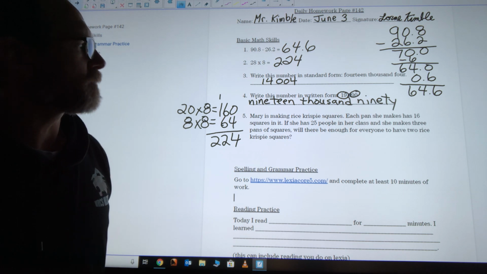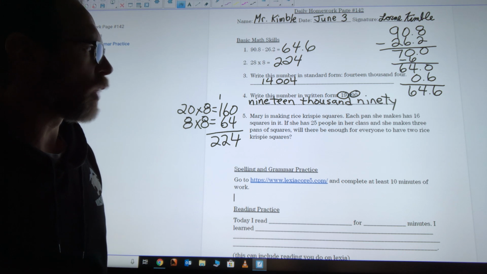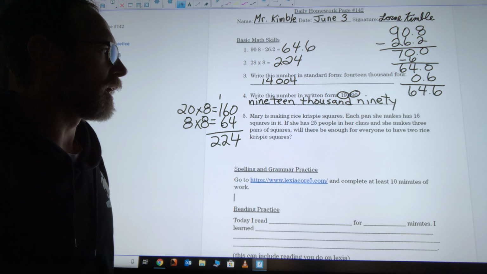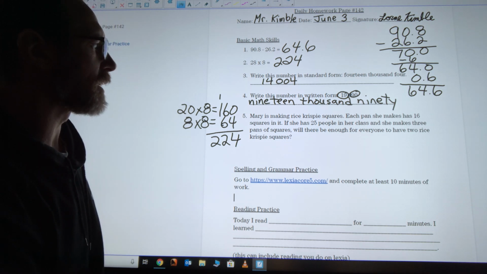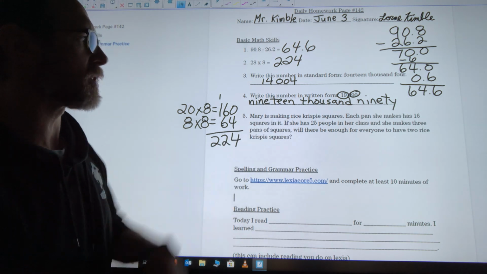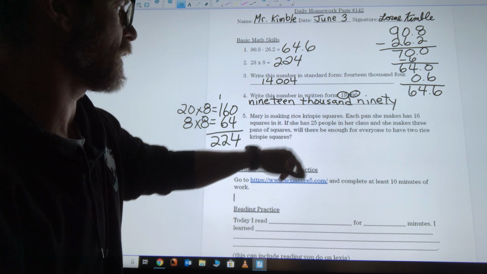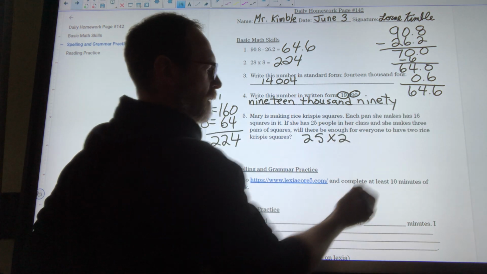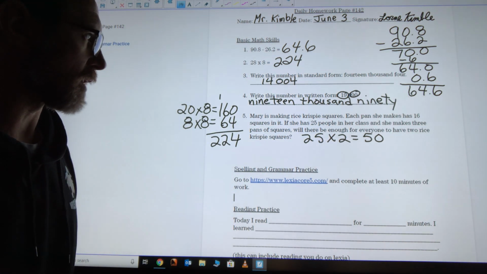Last question says that Mary's making Rice Krispie squares. Each pan she makes has 16 squares in it. If she has 25 people in her class and she makes 3 pans of squares, will there be enough to have 2 Rice Krispie squares? The first thing we need to figure out is how many Rice Krispie squares she will need for each person to have 2, right? There's 25 people in her class, and if each one has 2, multiplying by 2, we will need 50 Rice Krispie squares.